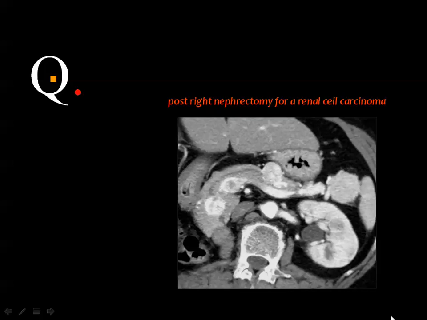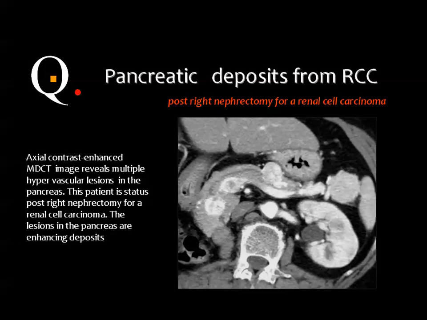Okay, and this is an arterial phase, contrast enhanced CT scan of the abdomen showing multiple strongly enhancing pancreatic lesions. And these are hypervascular metastases from renal cell carcinoma. Multifocal, and this may be multifocal insulinoma if you don't know the history, but consider the multiplicity in favor of metastasis. And if you don't know the history and you see multiple lesions in the pancreas, consider metastasis first. Okay, this is pancreatic deposits from renal cell carcinoma.